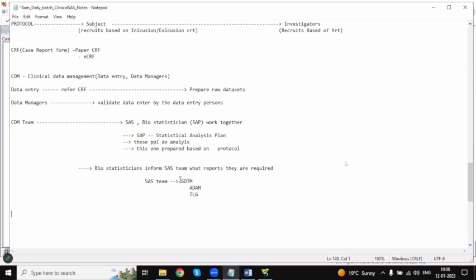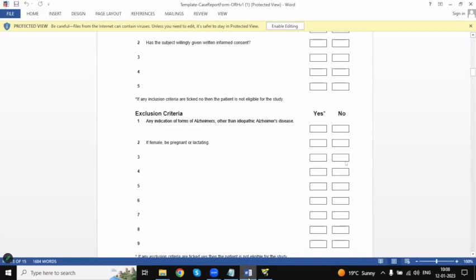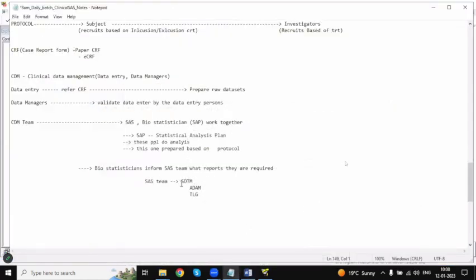The protocol information will also be captured in the SDTM. There are some domains, trial design models, that will capture it. So that's also important. More important is the CRF form. We have to make sure every piece of information captured in the CRF is captured in the datasets, especially in the SDTM datasets.